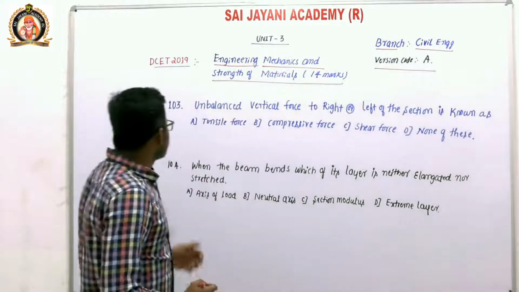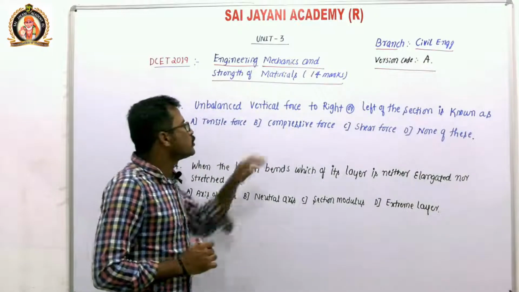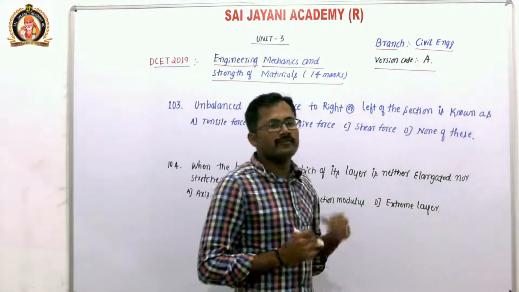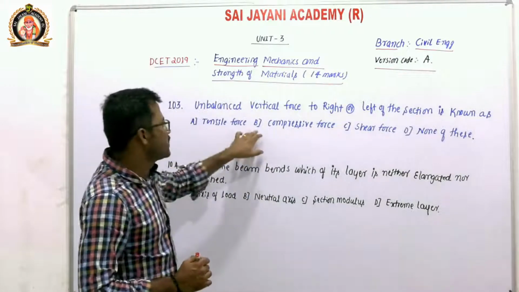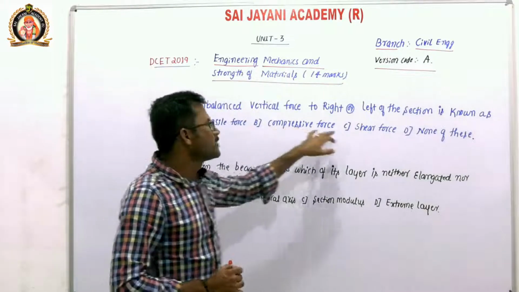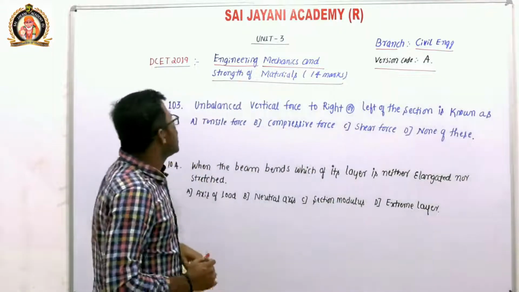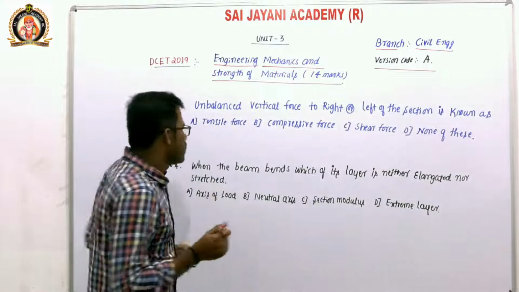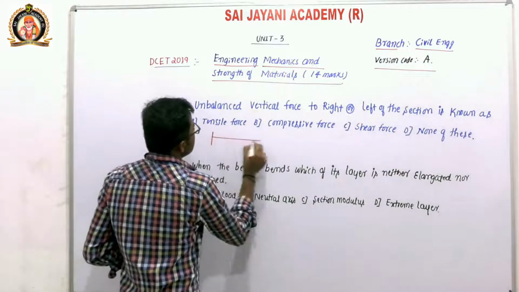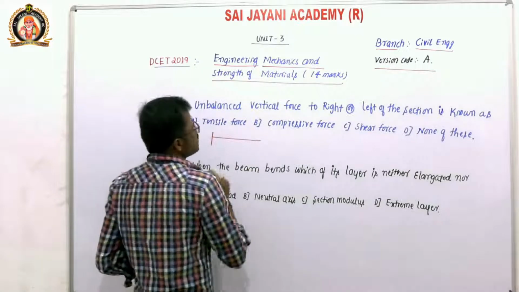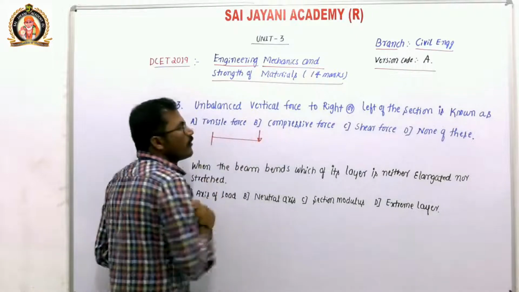Next question, question number 103. Unbalanced vertical force to right or left of the section is known as option A tensile force, option B compressive force, option C shear force, option D none of these. So the unbalanced vertical force which acts right or left of the section is known as the shear force.